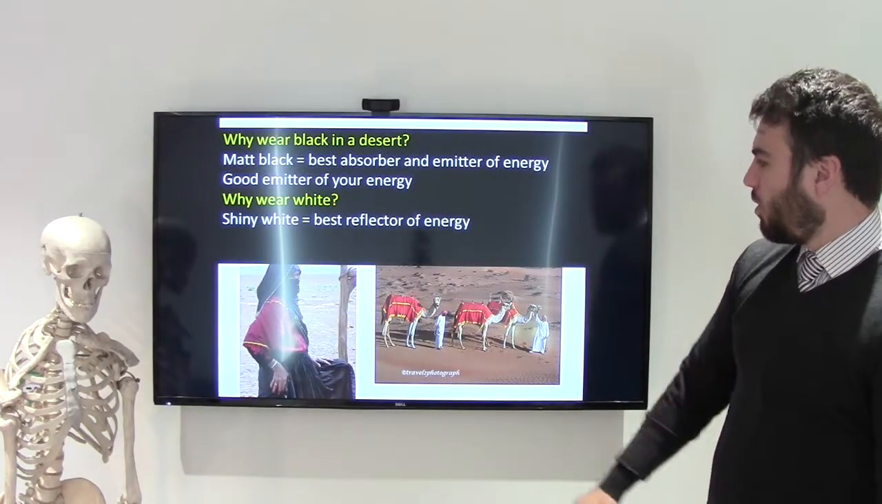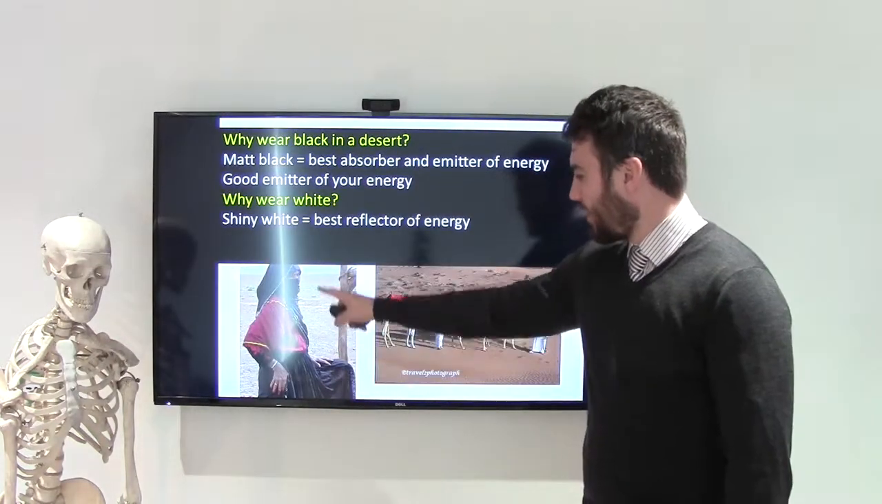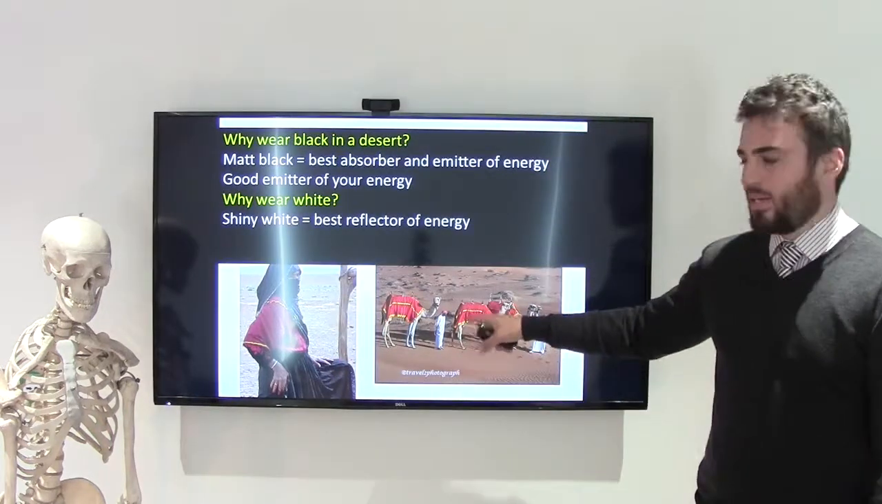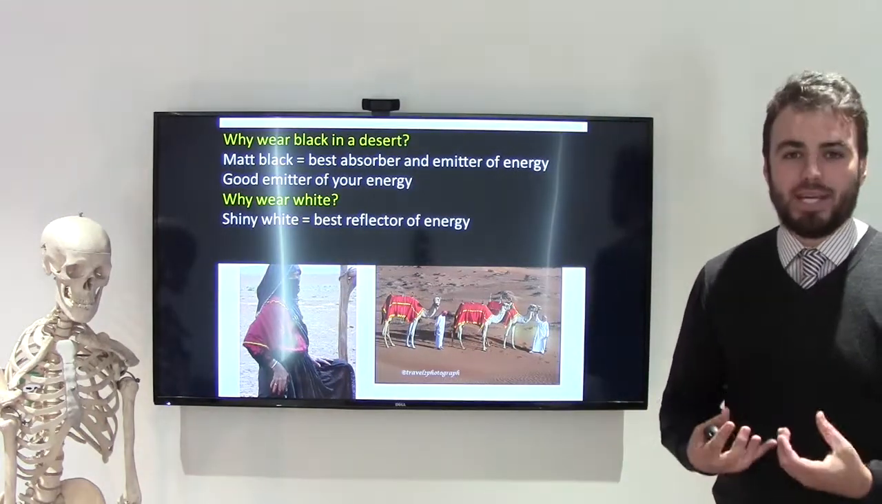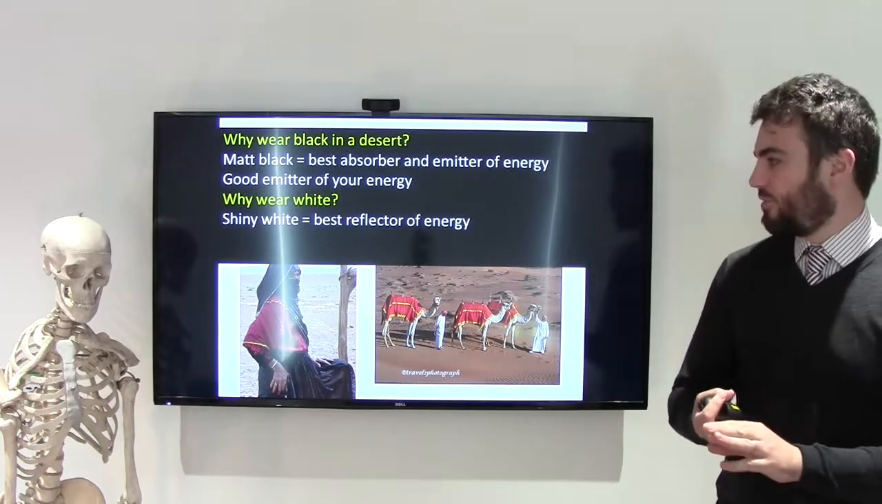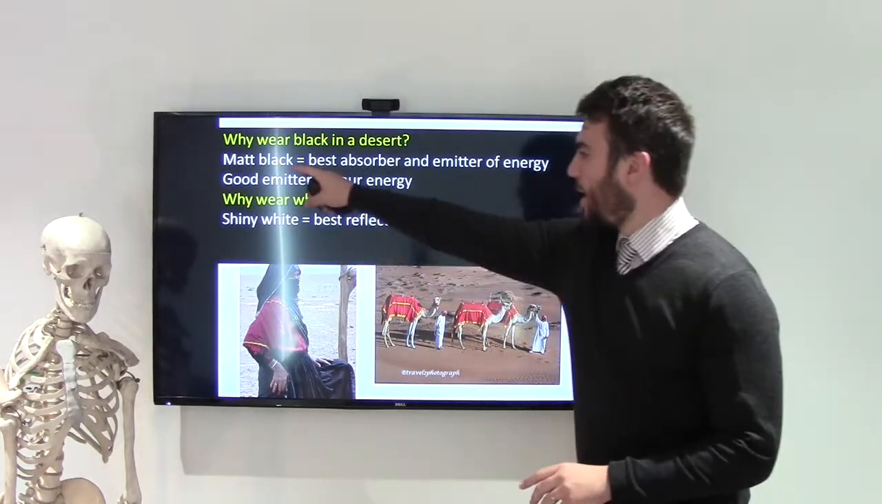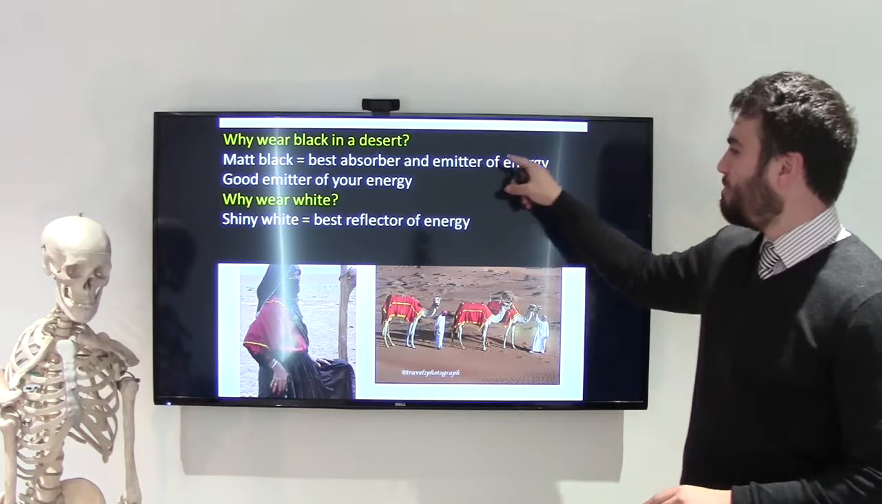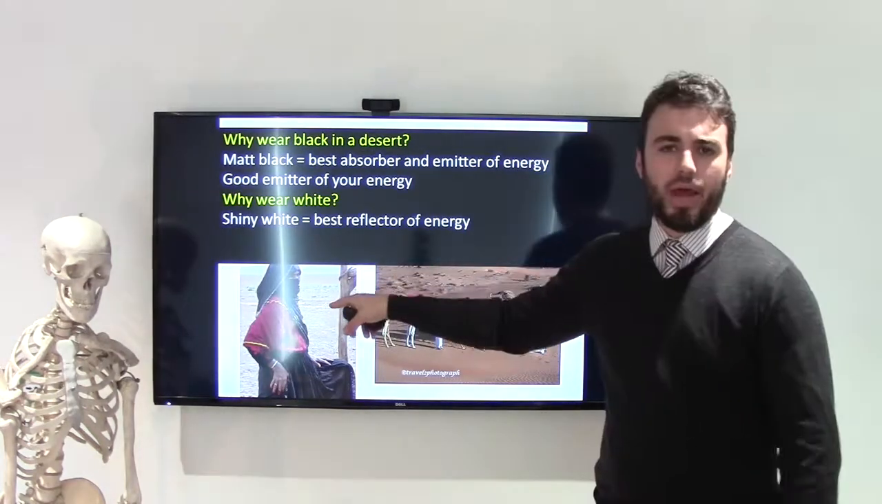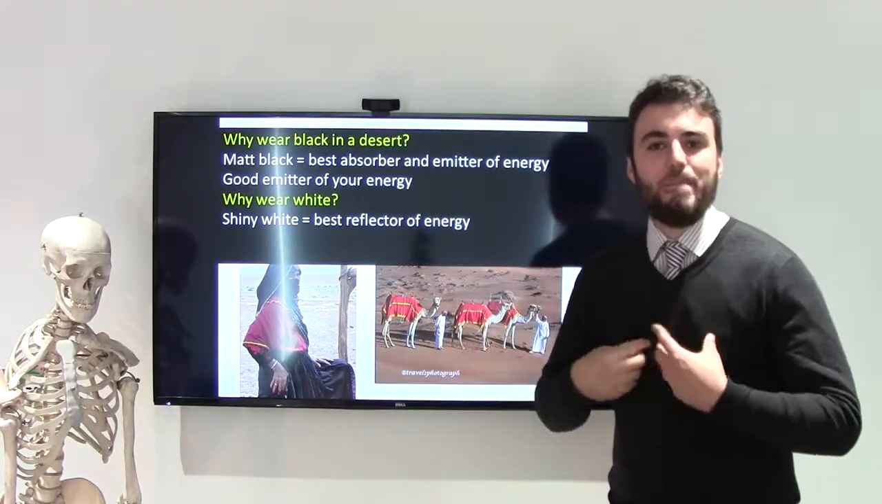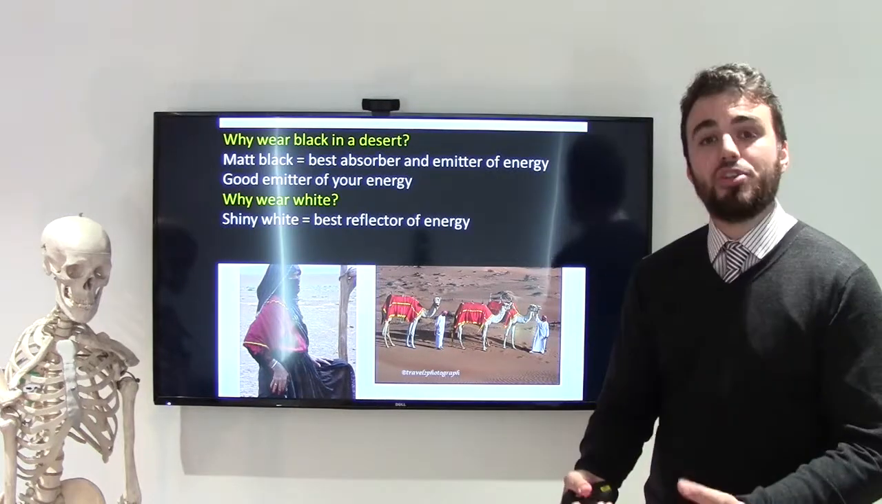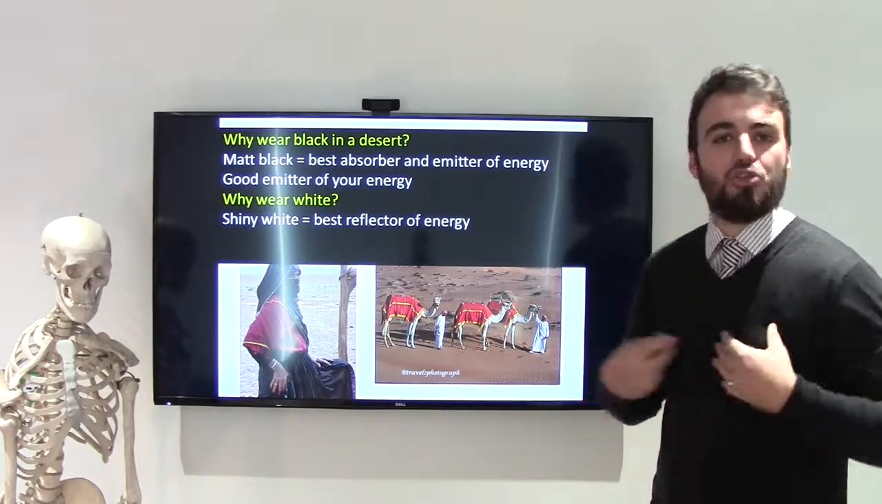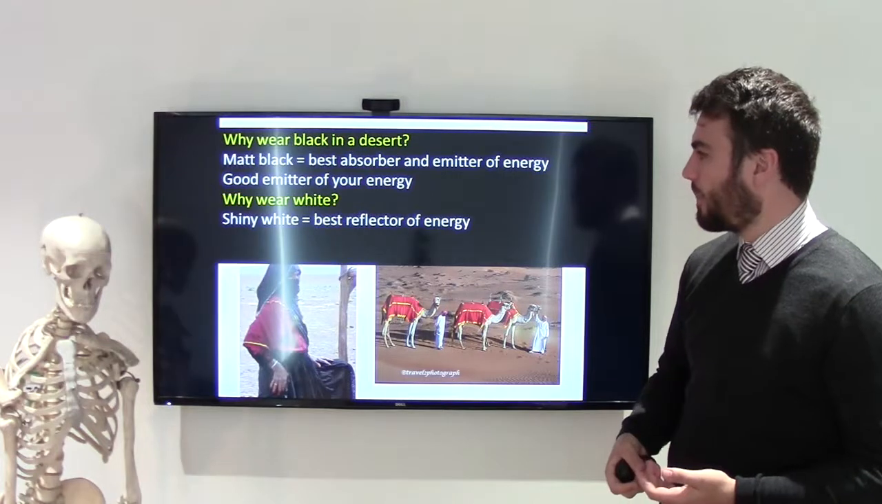Let's look at this one. Why would this lady be wearing black? And why would you wear white in the desert? Well, this is all about radiation, the third type of heat transfer. We need to know that matte black is the best absorber and emitter of energy. Well, why would I want to wear it? Well, actually, because it's going to emit your energy. So if you're in the shade, it will get rid of the heat your body produces really well.